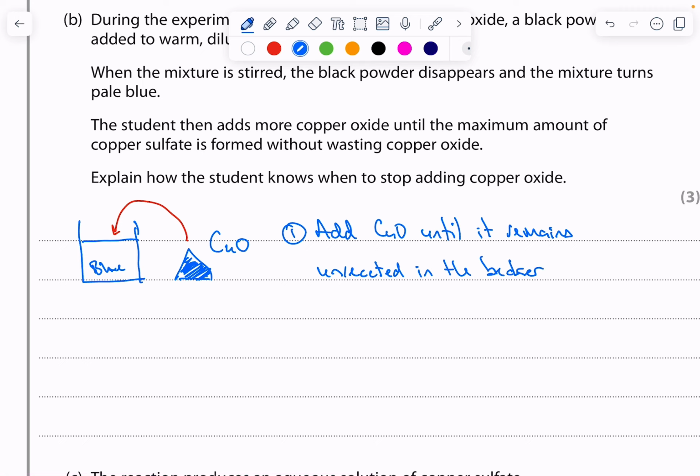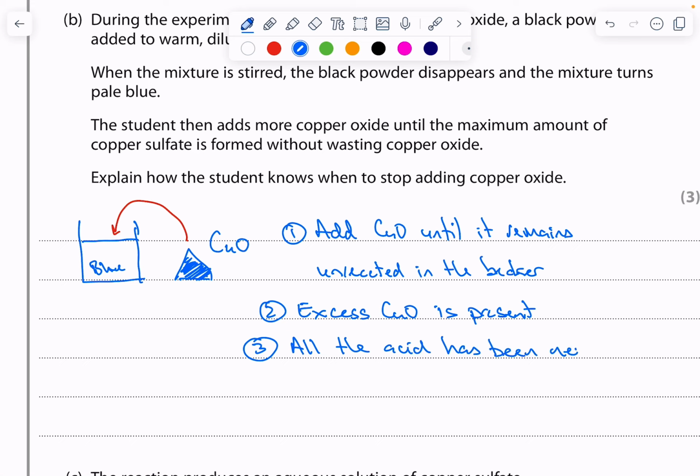Okay, and there's 3 marks here. We need to think about what else there is. So what does that mean? That means we have got excess, too much copper oxide is present. So we've added extra copper oxide, so it's too much of it. And then the final step in here, why does that happen? Because all the acid has been neutralized.